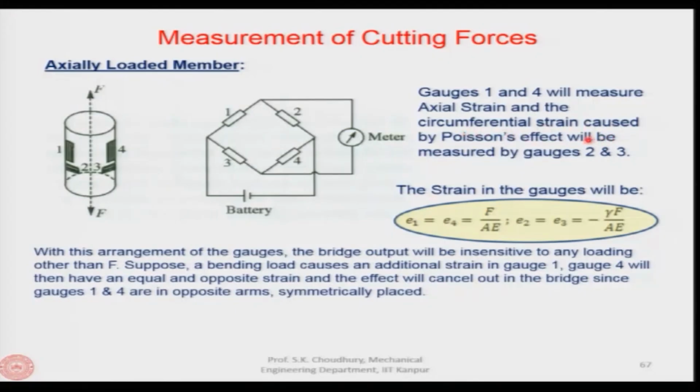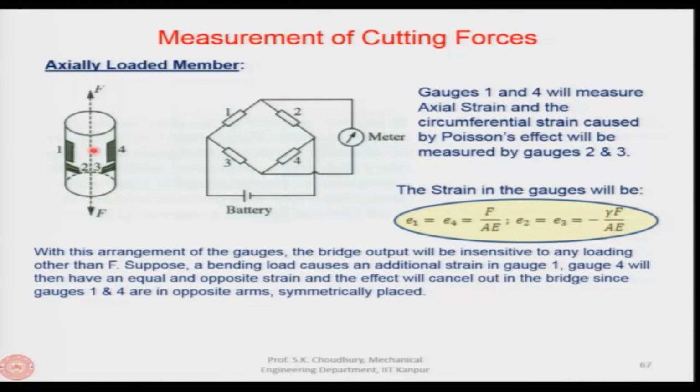Okay. So, the strain in the gauges will then be, for E1 and E4, F divided by A into E, where F is the force, A is the area and E is the Young's modulus of the material of this component. And E2 and E3, since they will sense the circumferential strain, will be equal to minus F Poisson's ratio divided by A into E.